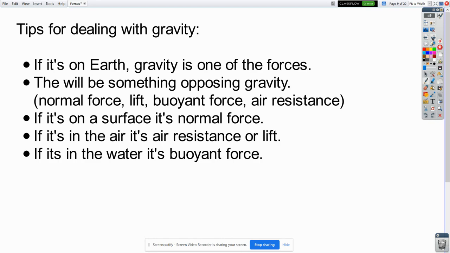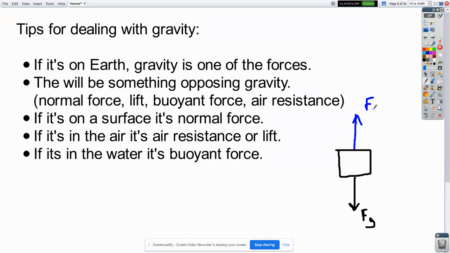There will be something opposing gravity. Again, if you're on Earth, you're going to draw gravity downward, but there's always going to be something opposing gravity, something that is pushing up. That could be normal force, that could be lift, that could be buoyant force, that could be air resistance. So if I draw a free body diagram and one of my arrows on it is F sub G for gravity, I know automatically there is going to be an upward arrow for something else.